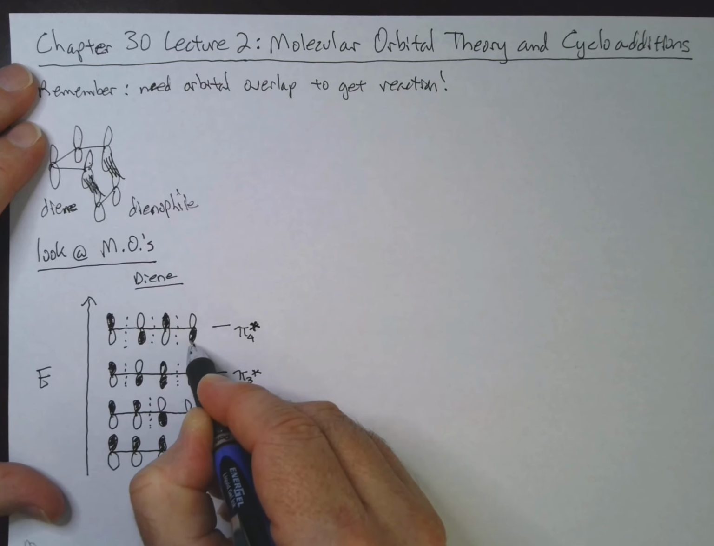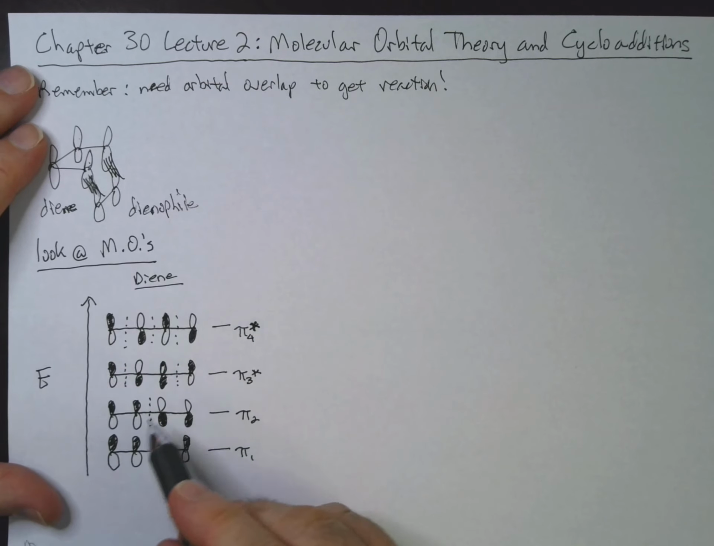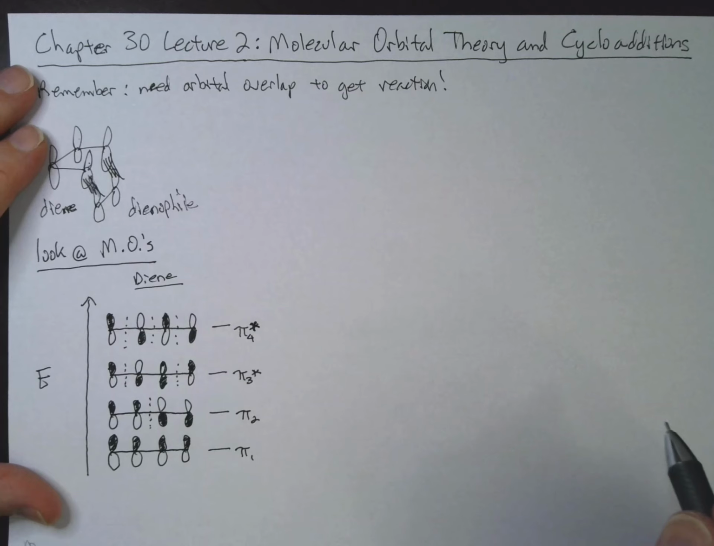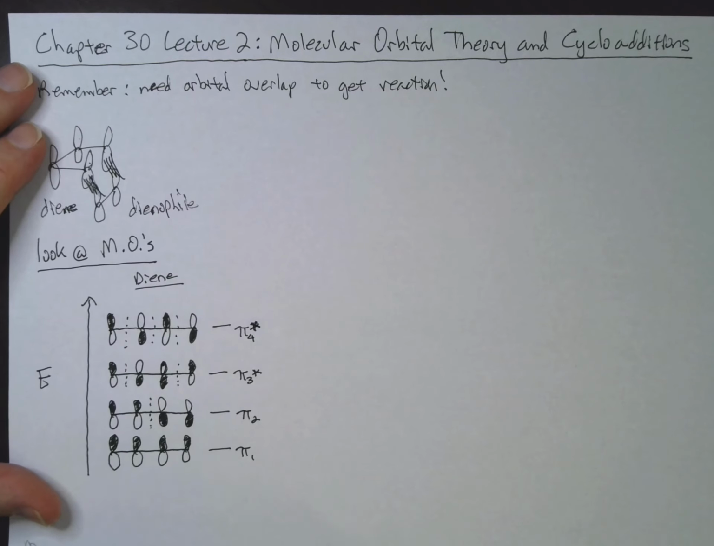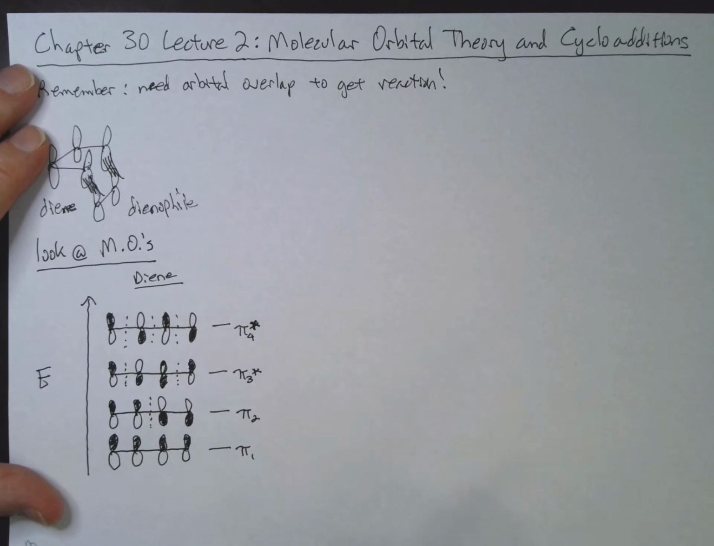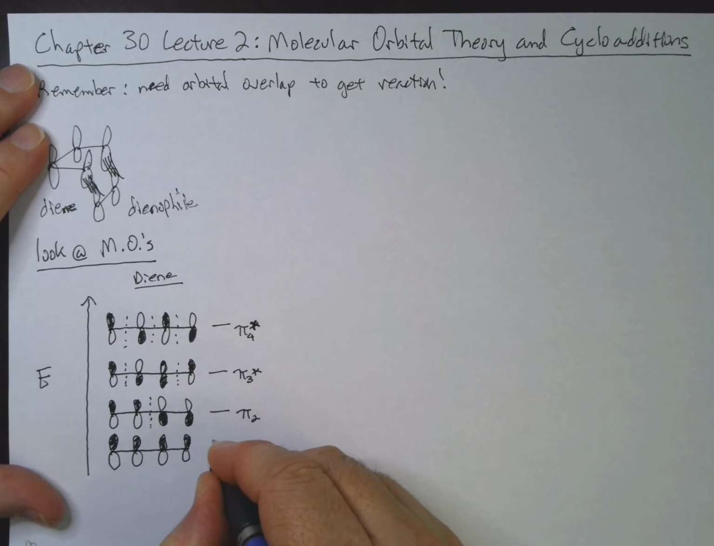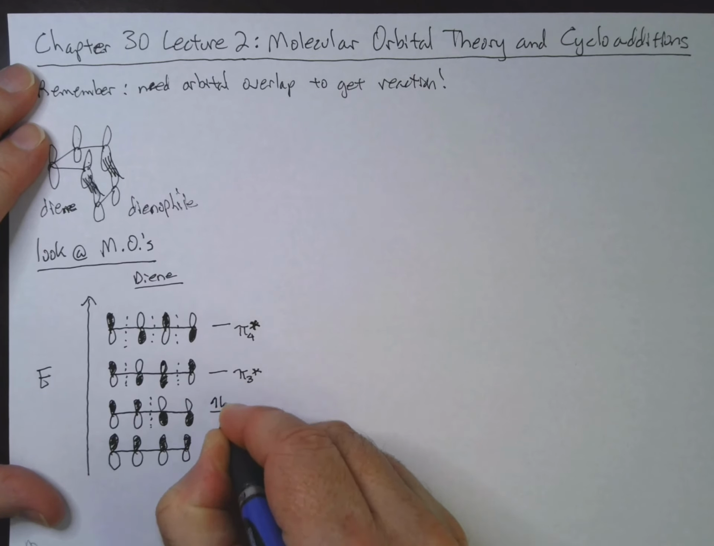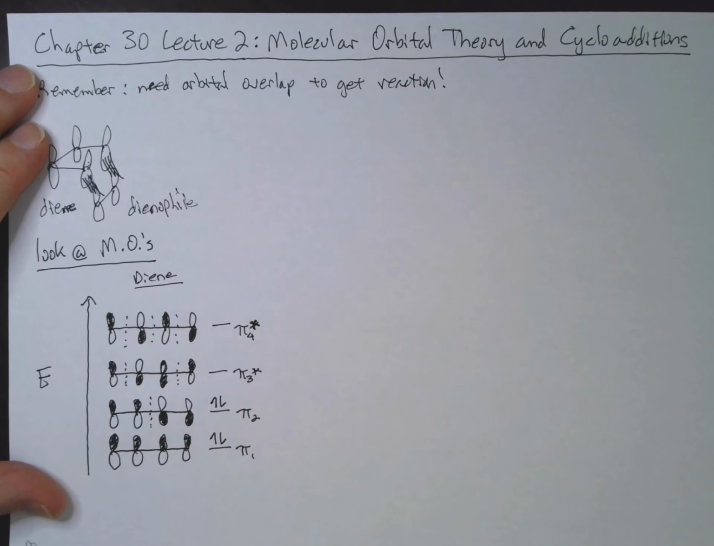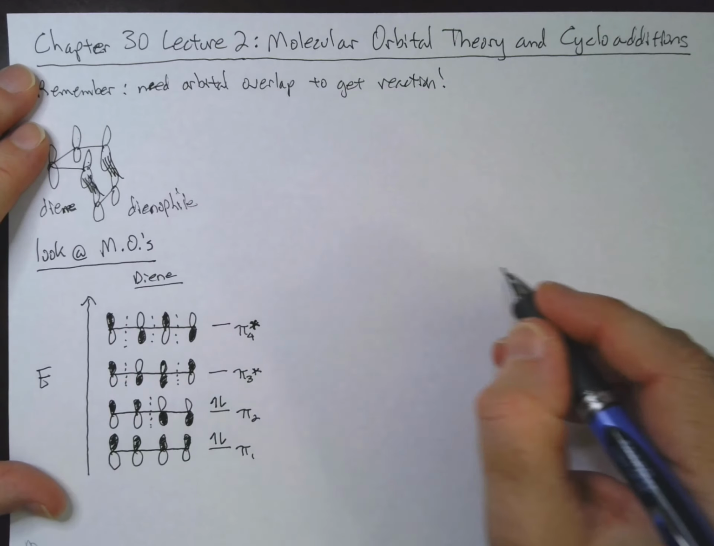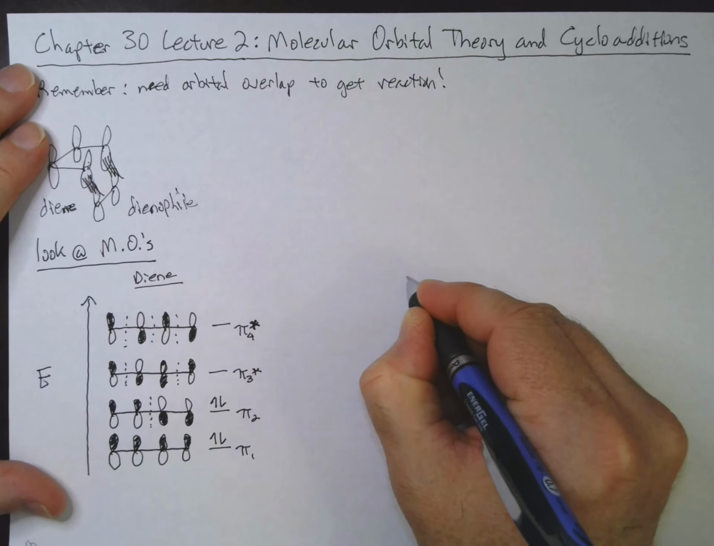I may have colored these in with red and blue before, but I'm just doing shaded and not shaded. Now when I put my electrons in, I'll just keep it black and white for now. I've got 1, 2, 3, 4 pi electrons. That's in my diene.